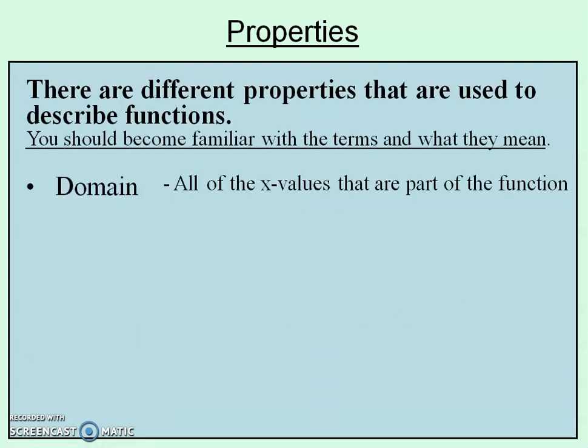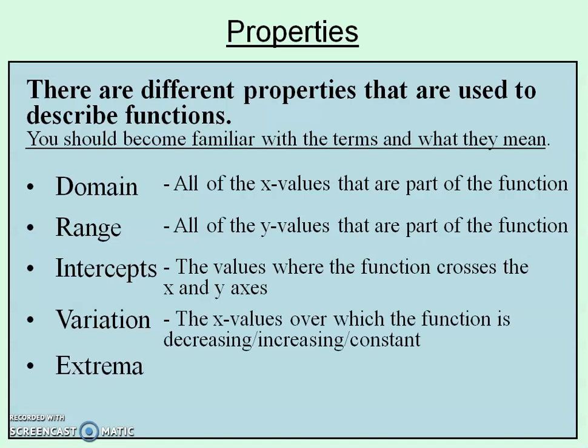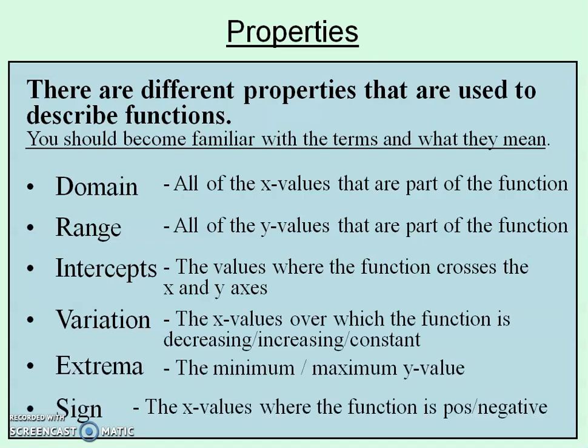Okay, so that's interval notation, which is used to describe the different properties of functions. And these are the properties and a little bit about what they mean. In this video, I'm just going to go through domain, range, and intercepts. Domain is the set of all x values that are part of the function. Every x value that exists is listed in the domain. It's listed from left to right, from smallest to largest.